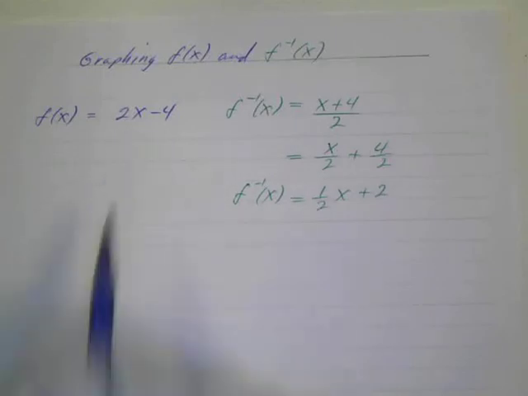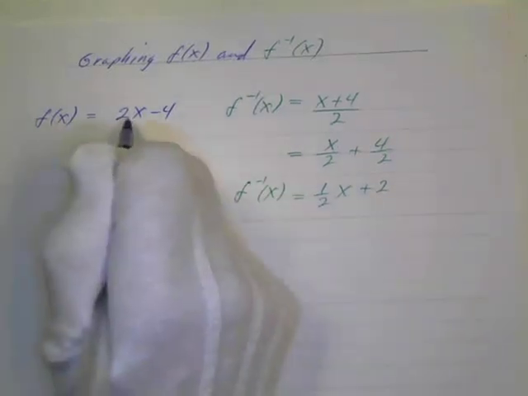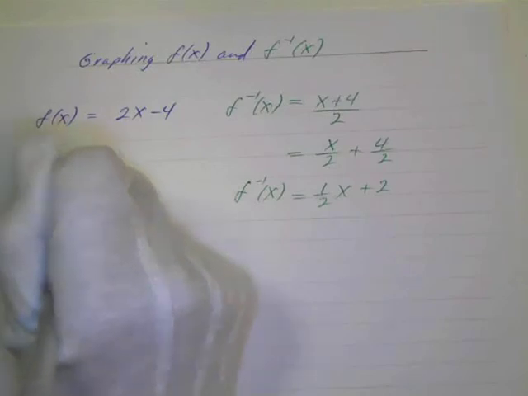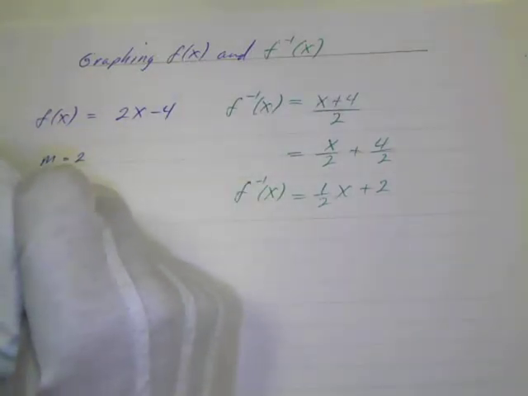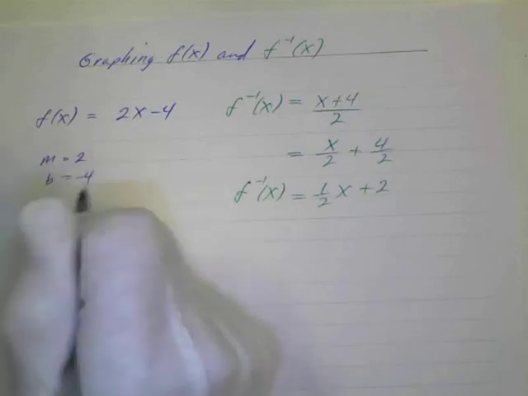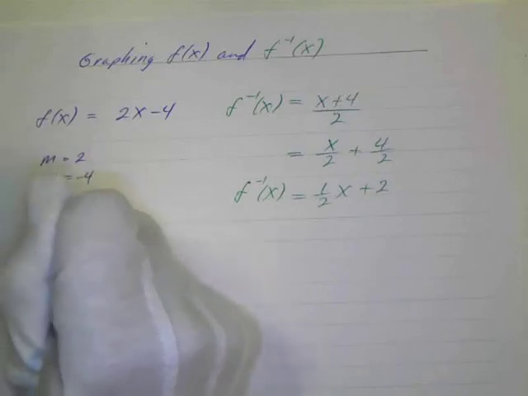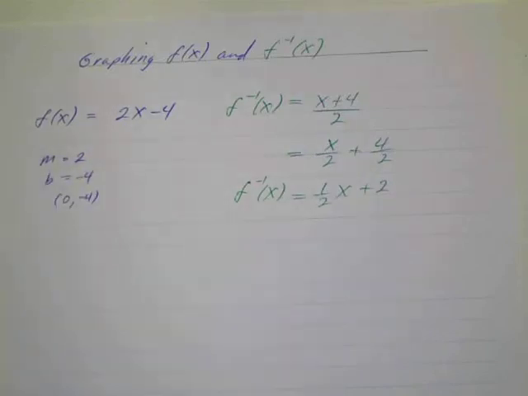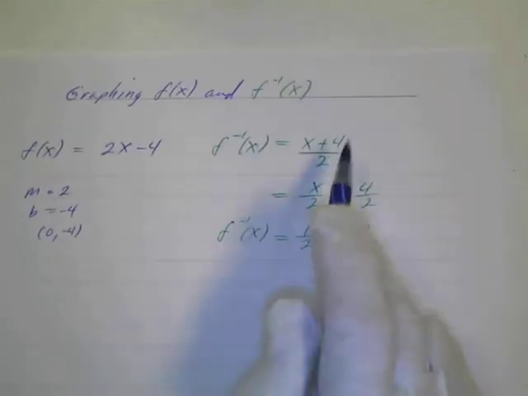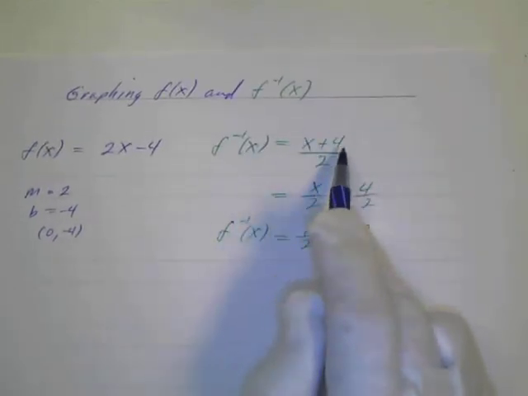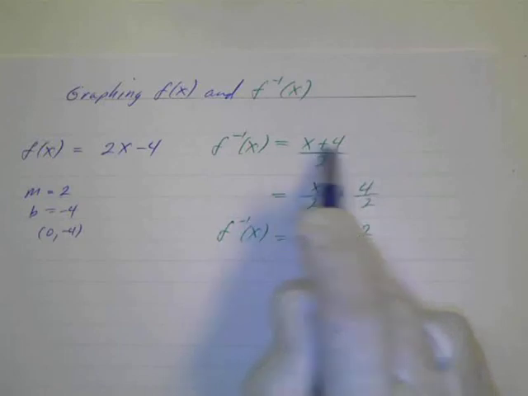If we put this in slope-intercept form, we know that the slope, m, equals 2, and the intercept is negative 4. So we'd say b equals negative 4, or it goes through the point 0, negative 4. So it's pretty easy to graph if we got graph paper. Now this one, f inverse of x, was written like this, and it may not be too obvious how to graph it. So what I did was I broke it up.